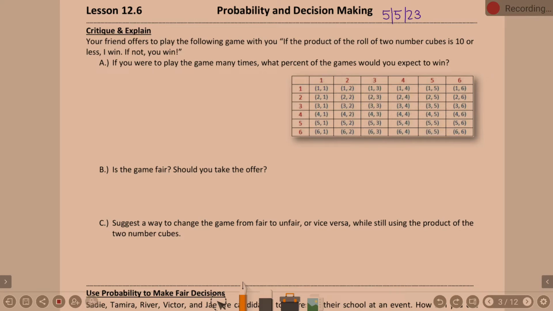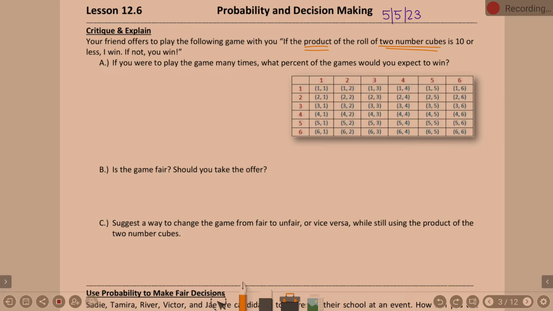The first question we're going to answer about this is, if you were to play the game many times, what percent of the games would you expect to win? So basically, what's the probability that you would win this game? Not very high. Okay, so what do we need to know in order to figure this out? We need to start by looking at, it mentions the product of 2 number cubes, yes?